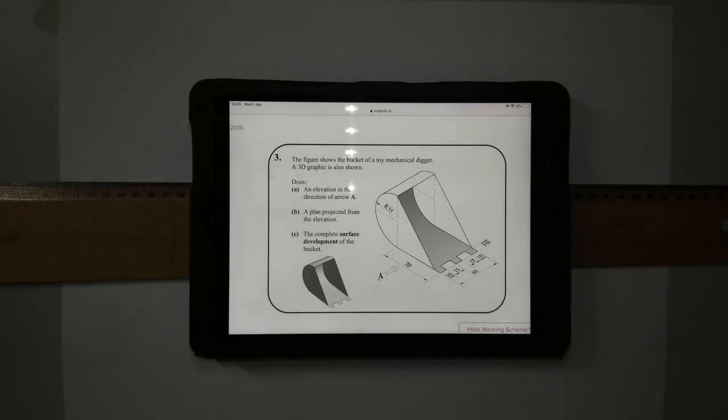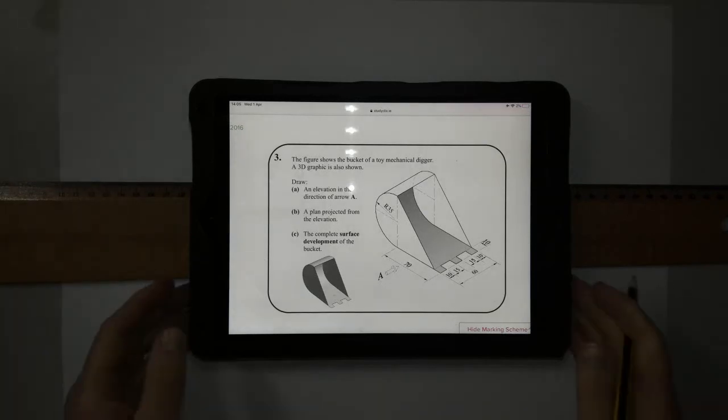It says the figure shows the bucket of a toy mechanical digger. A 3D graphic is also shown. Draw A, an elevation looking in the direction of arrow A, B, a plan projected from the elevation, and C, the complete surface development of the bucket.